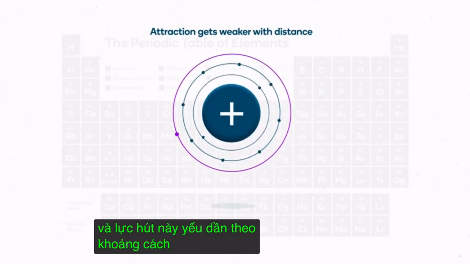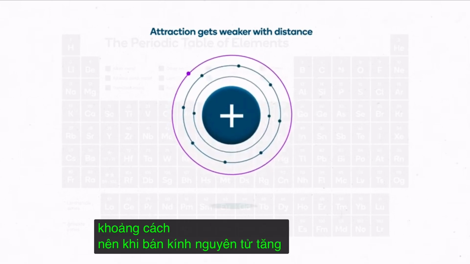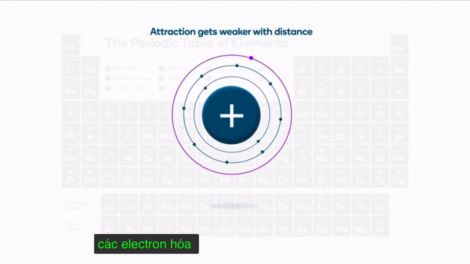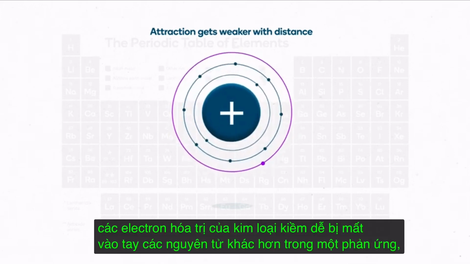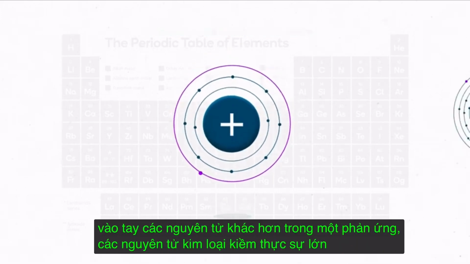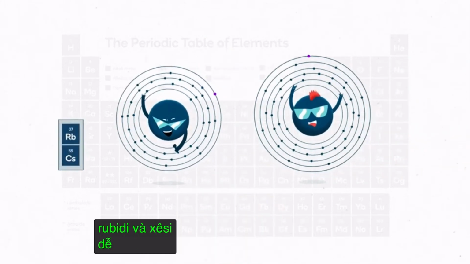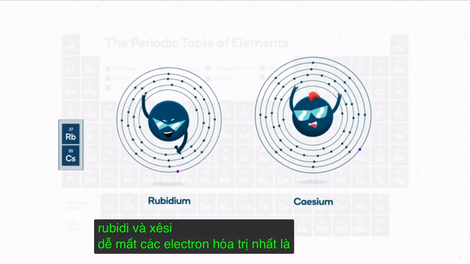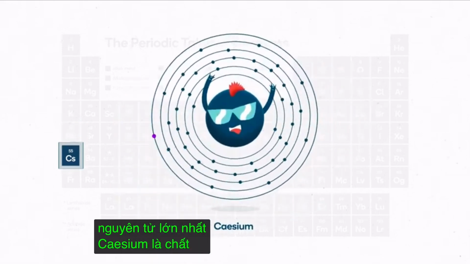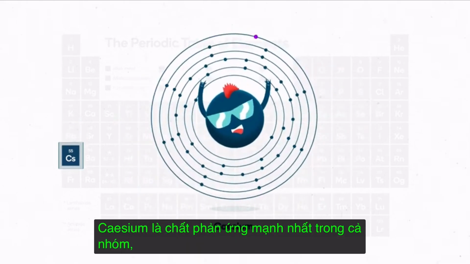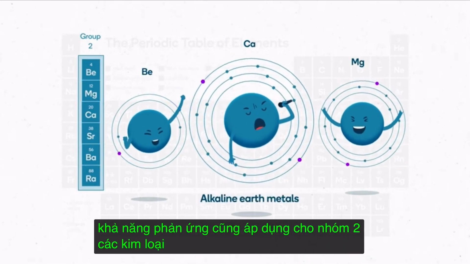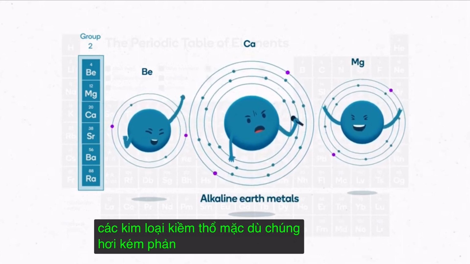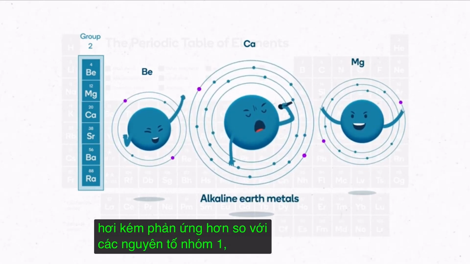with distance. So as atomic radius increases for the alkali metals, valence electrons are more easily lost to other atoms in a reaction. The really big alkali metal atoms, like rubidium and cesium, lose their valence electrons most easily. The largest atom, cesium, is the most reactive of the whole group. The same trends of atomic size and reactivity also apply to group 2, the alkaline earth metals, although they are slightly less reactive than the group 1 elements.